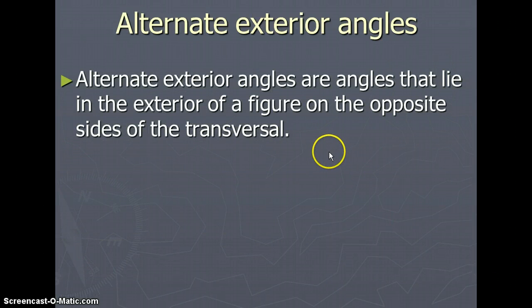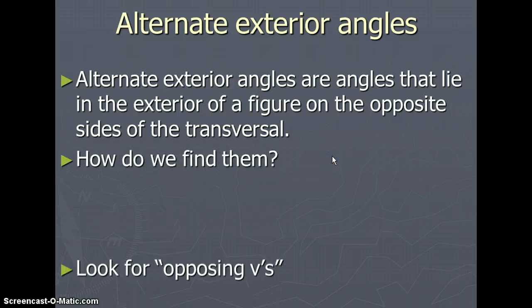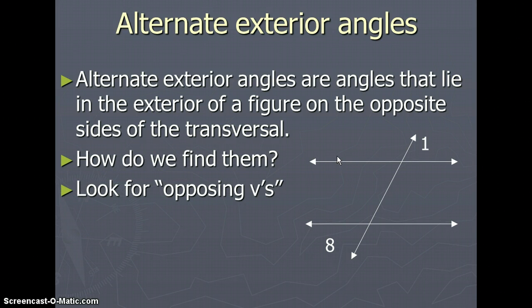Alternate exterior angles are the same basic principle, except our diagram looks a little bit different. Instead of our angles being inside the lines, they're going to be outside the lines. They're in the exterior. They're still on opposite sides of the transversal. So we have angle 1 and angle 8 as alternate exterior angles. These angles are also alternate exterior angles. I couldn't come up with a really great way to remember them, but the opposing V's tend to work. If you have a V here, and another V going in the opposite direction, this line here connects them.